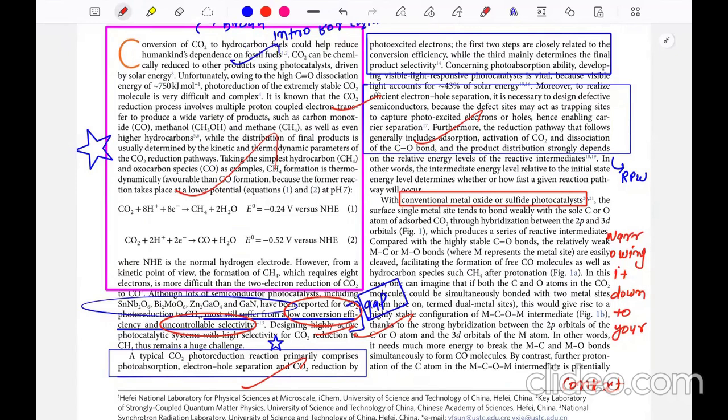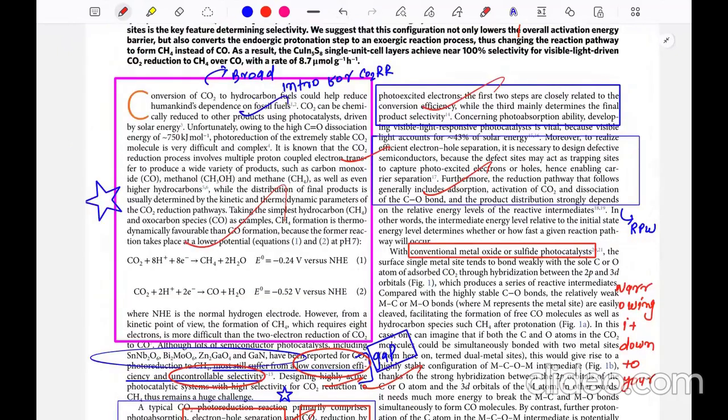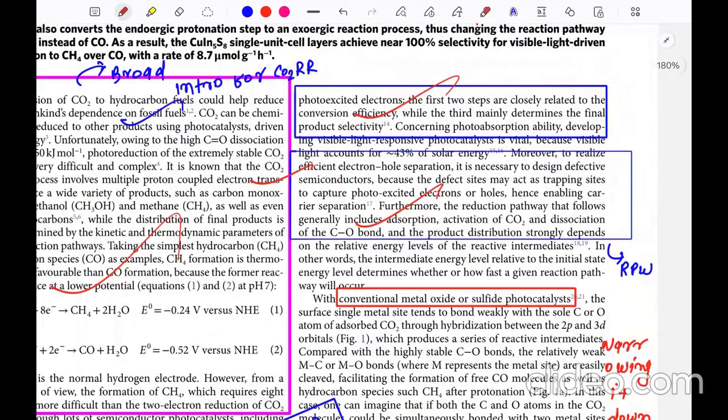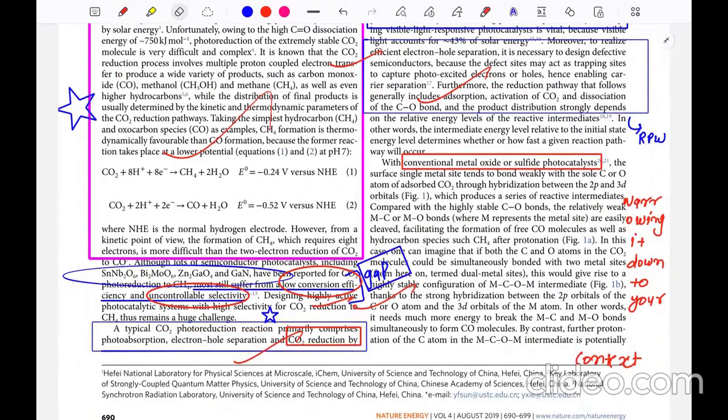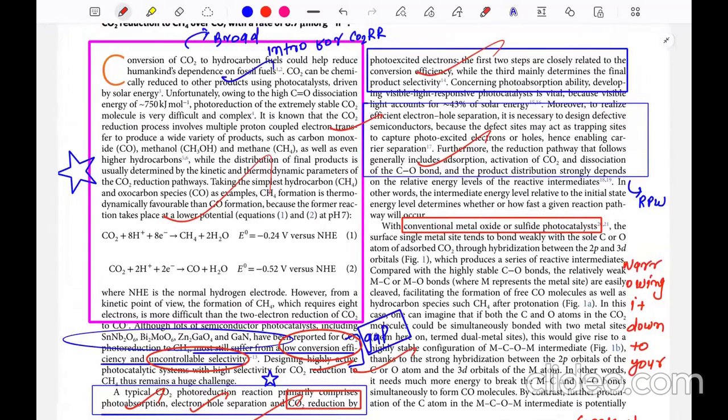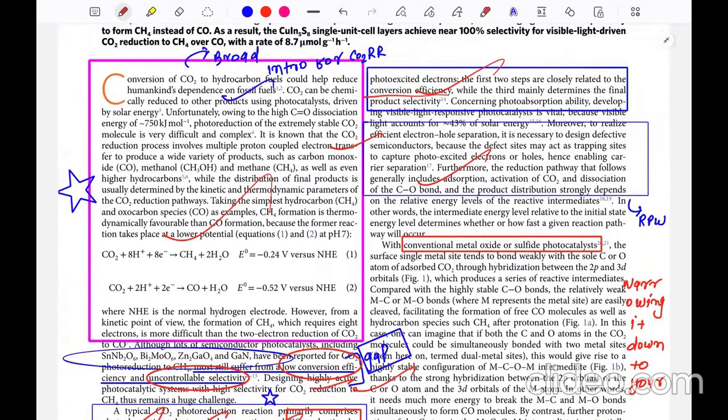A typical CO2 photo reduction comprises mainly three steps. One is photo absorption, like visible light absorption. Then there is charge carrier separation, then migration of charge carriers to the surface of the photocatalyst, and then there will be CO2 reduction by photoexcited electrons. The first two steps, photo absorption and electron hole separation, charge carrier separation, are related to the conversion efficiency.